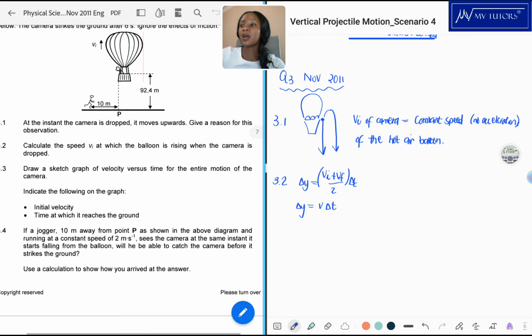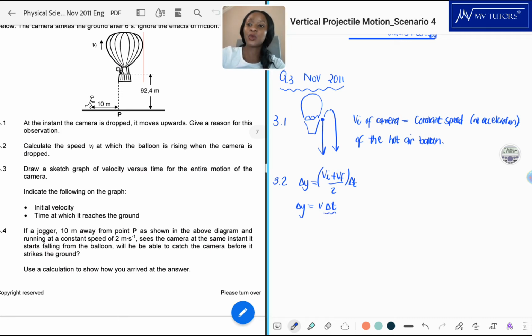Okay, so now if we want to get the speed of this balloon, we would have to know the time at which it was 92,4 meters. Okay, so we don't have that. All right, so instead of calculating directly for the balloon, because of 3.1, we know that the initial speed of the camera is actually equal to the speed of the hot air balloon. All right, so we're going to instead calculate the initial speed of the camera.